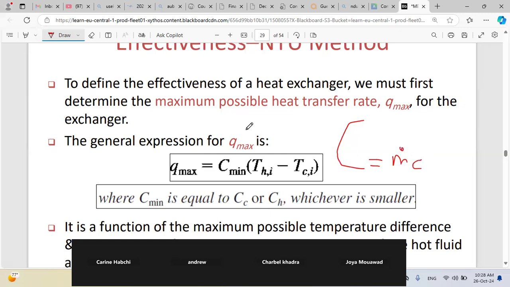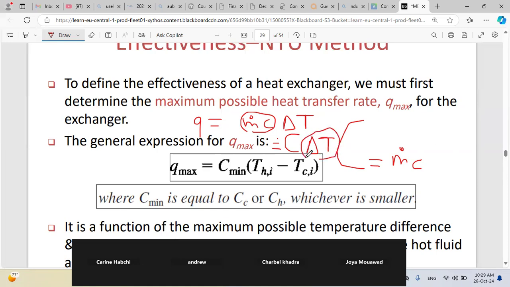And you know that in heat transfer between fluids, we can say that the heat transfer is m dot times specific heat C times delta T. Now, if we name m dot C big C, we can replace this by big C. So Q is equal to big C delta T. Okay. Now, what is the maximum possible value of delta T?